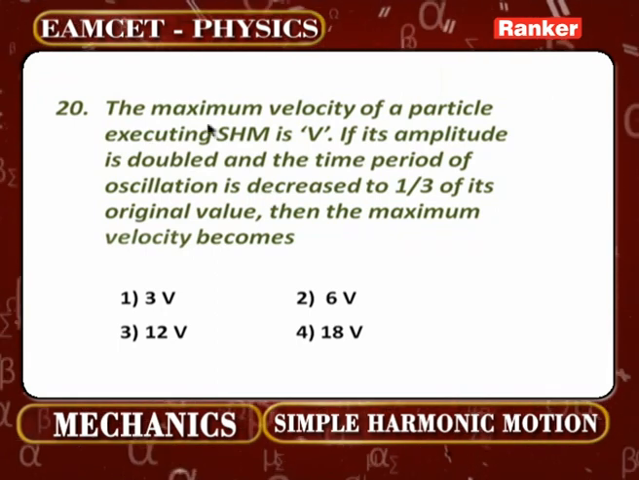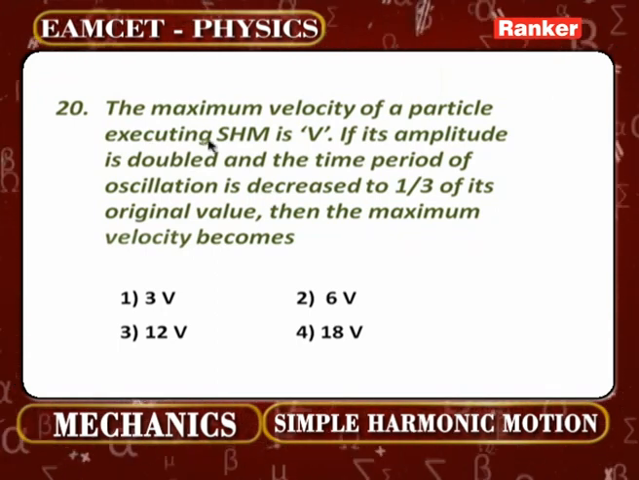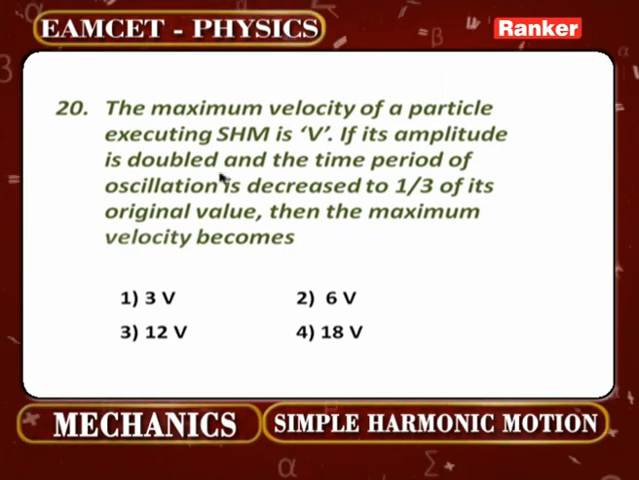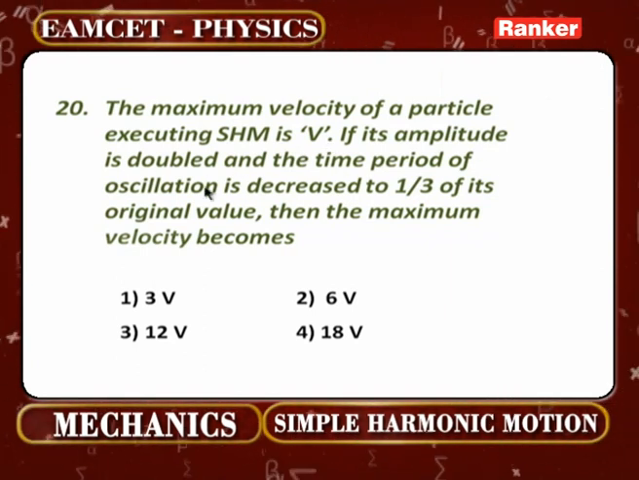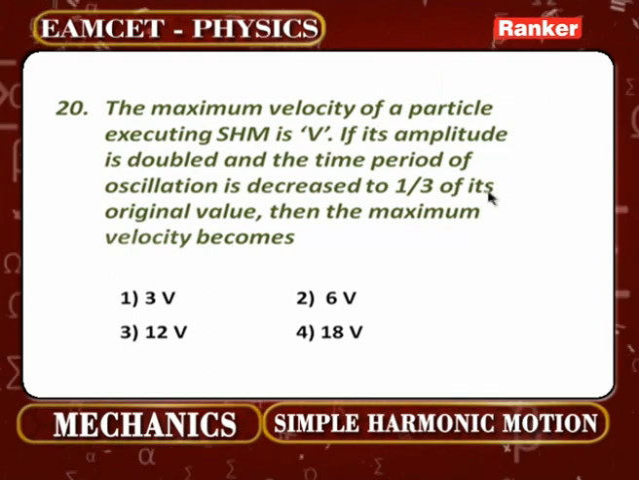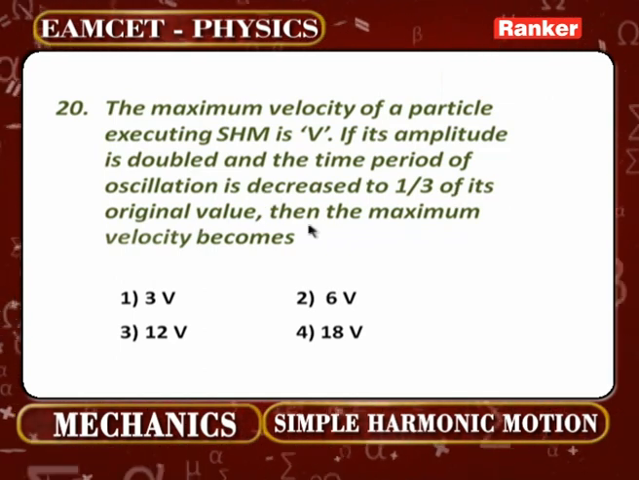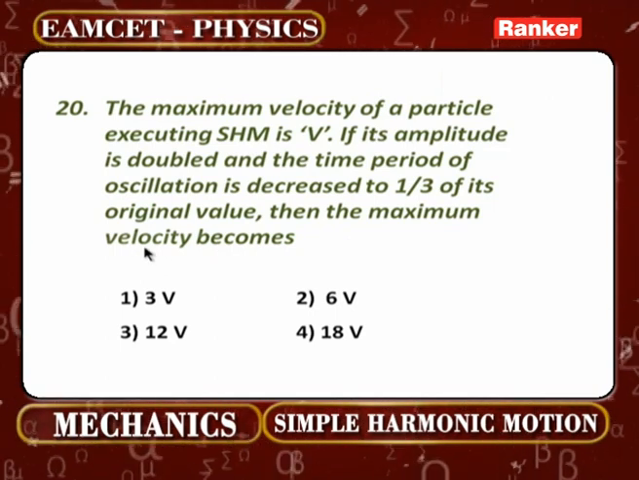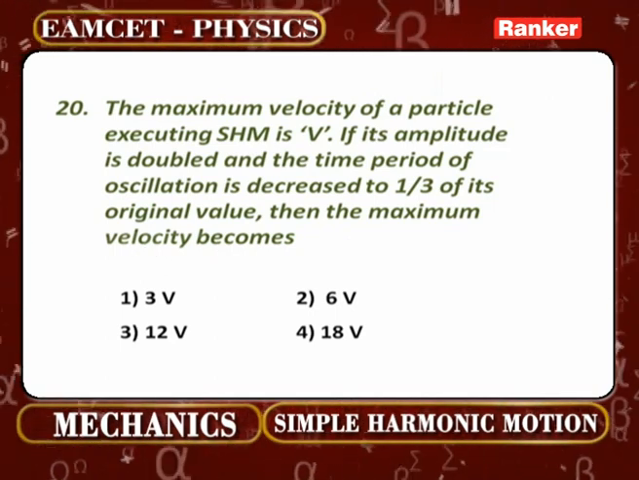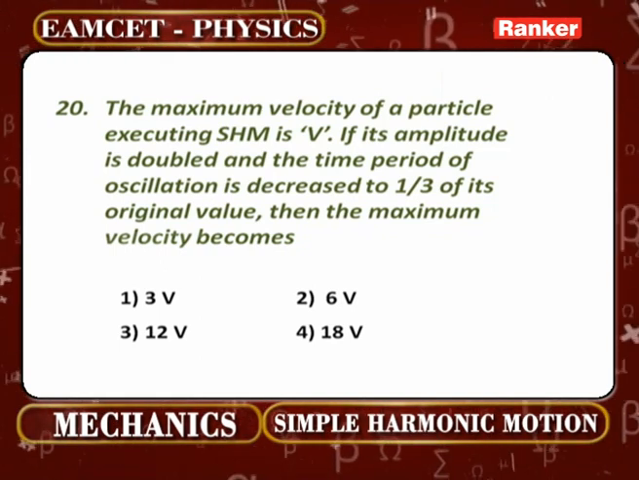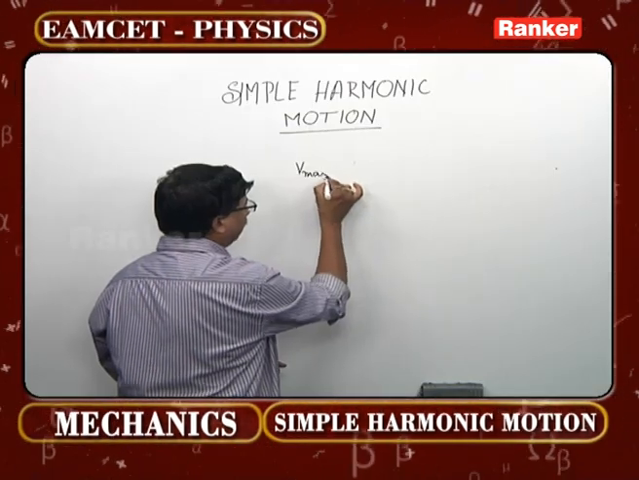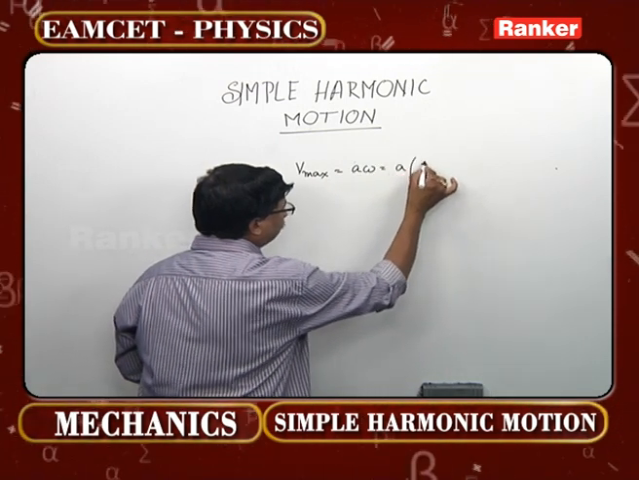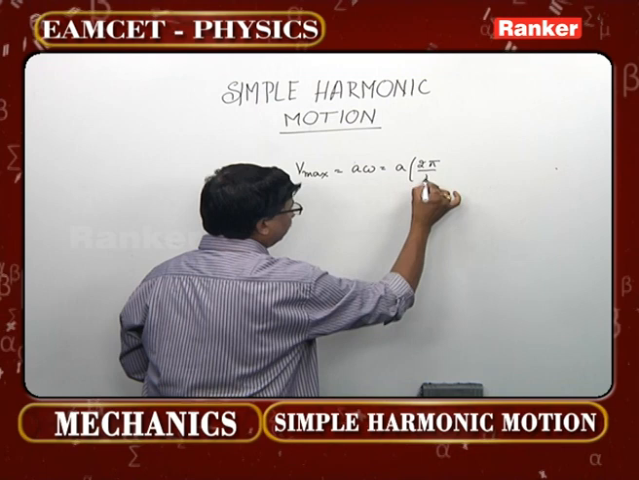The maximum velocity of a particle executing SHM is v. If its amplitude is doubled and the time period of oscillation is decreased to 1/3 of its original value, then the maximum velocity becomes how much? In fact, maximum velocity we have discussed several times earlier also. Maximum velocity, generally we write it as A omega. This can now be written as A times 2 pi by capital T.